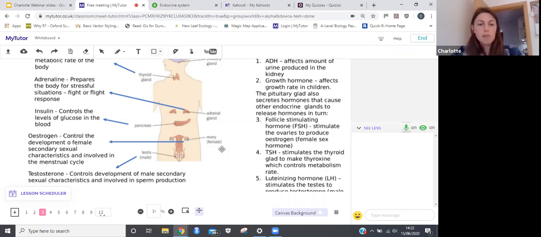And finally, in men, we have the testes. The testes release testosterone, which is the male sex hormone. That controls development of male secondary sexual characteristics, which is male features that develop in puberty, and is also involved in sperm production.